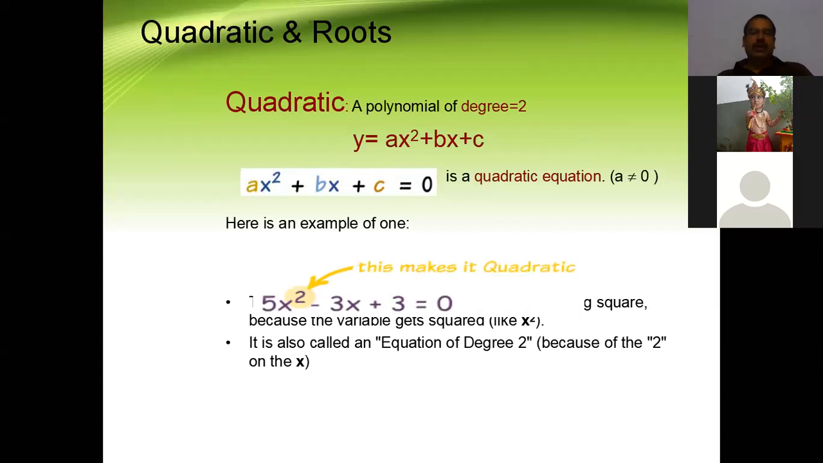An example of a quadratic equation is 5x square minus 3x plus 3 equal to 0. Here a is not equal to 0, because if a equals 0 it becomes a linear equation. That's why degree 2 is compulsory, and that's why a is not equal to 0.